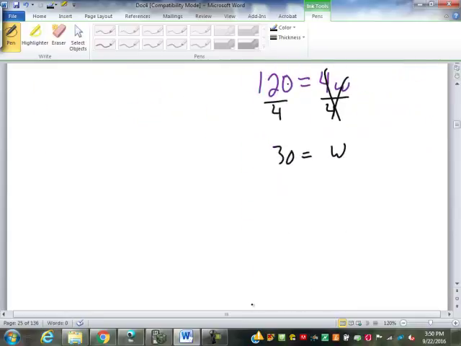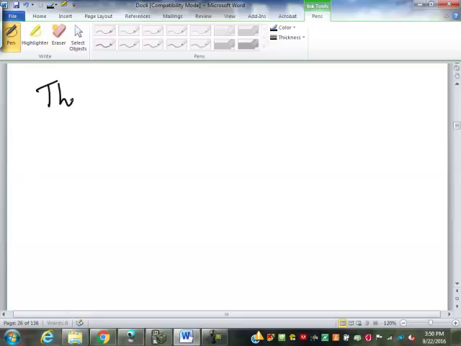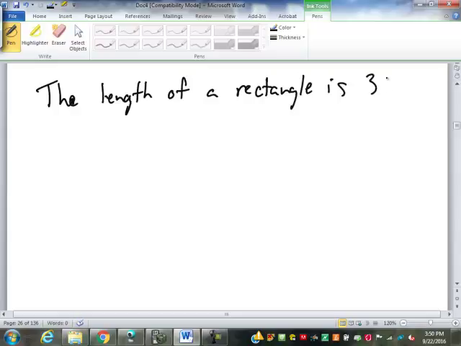Okay, so a similar question to that might look like this. The length of a rectangle is 3 times its width.